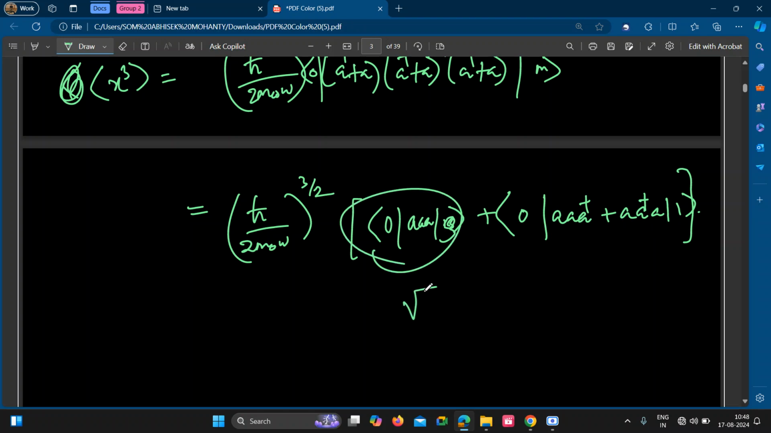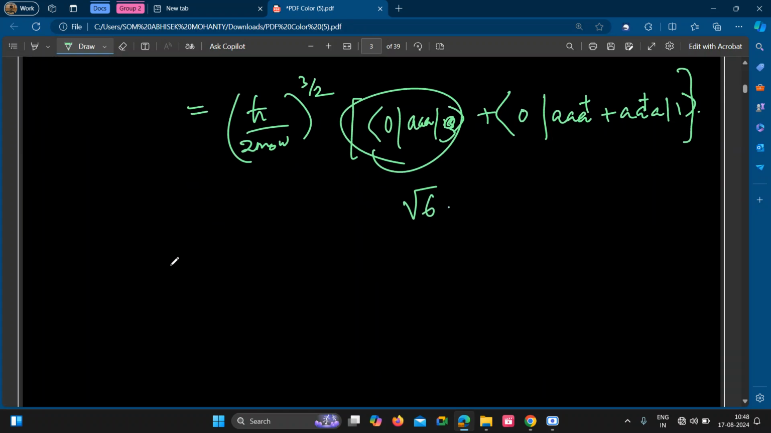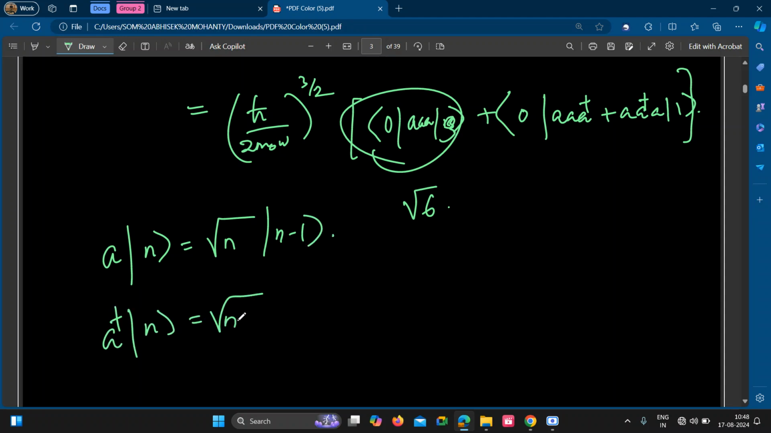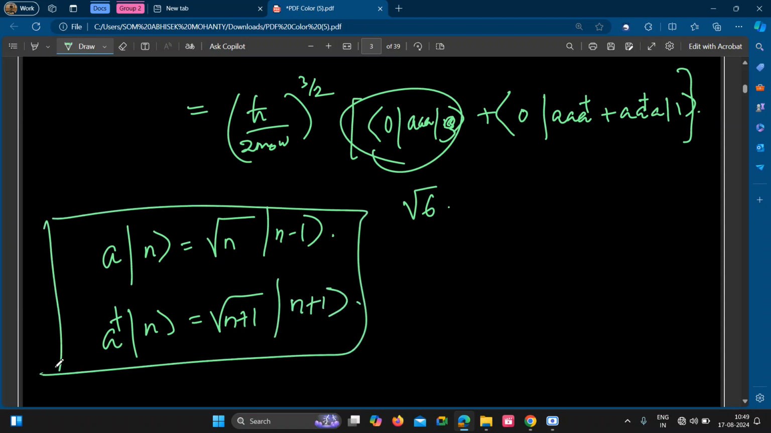This is your root 6. How am I getting root 6? The thing is, this is a lowering operator, so this gives root n, giving the state n minus 1. This is the raising operator, so this will be root n plus 1 giving n plus 1. These two you have to remember for the harmonic oscillator: this is the lowering operator.